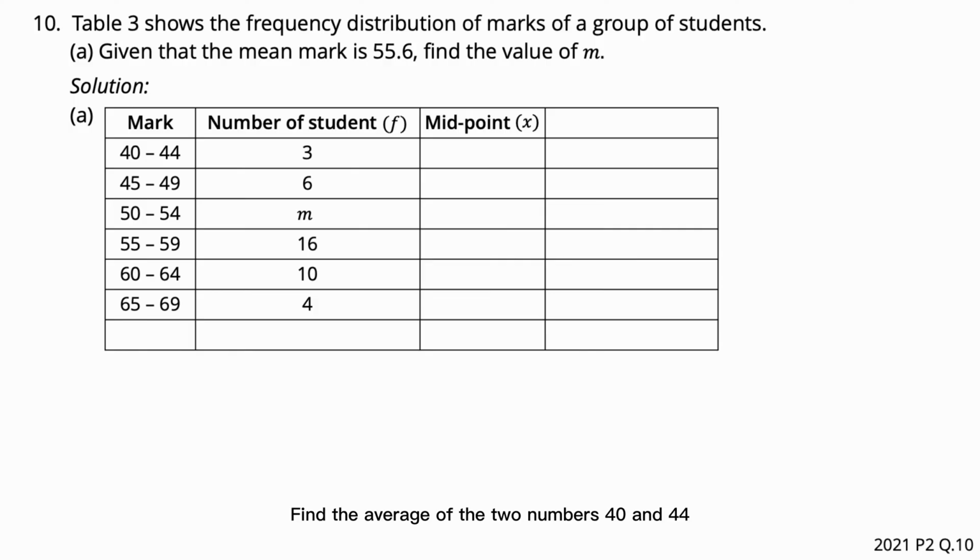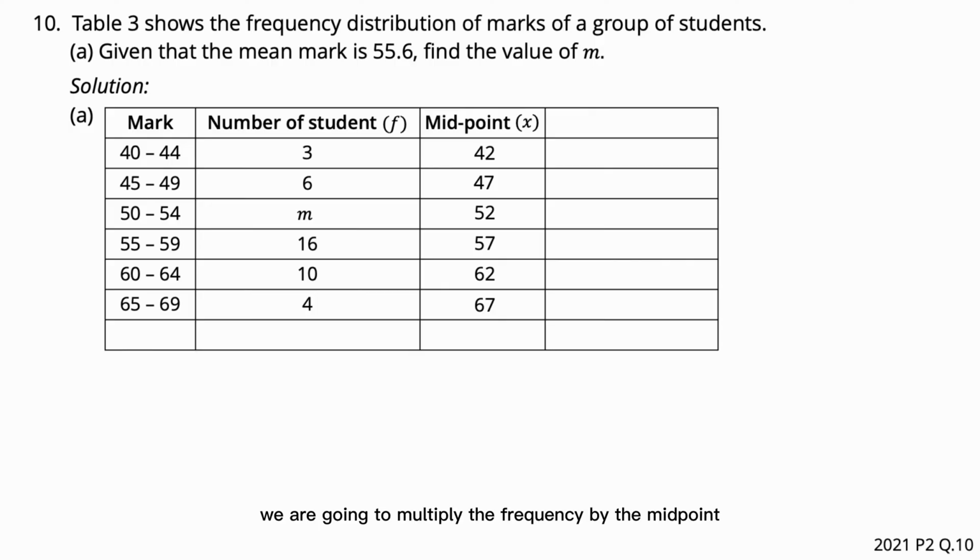Find the average of the two numbers 40 and 44. Add up the numbers 40 and 44, then divide by 2. The answer is 42. 45 plus 49 divided by 2 is equal to 47. Then, follow the pattern. We can see the next midpoints are going to be 52, 57, 62, and 67.